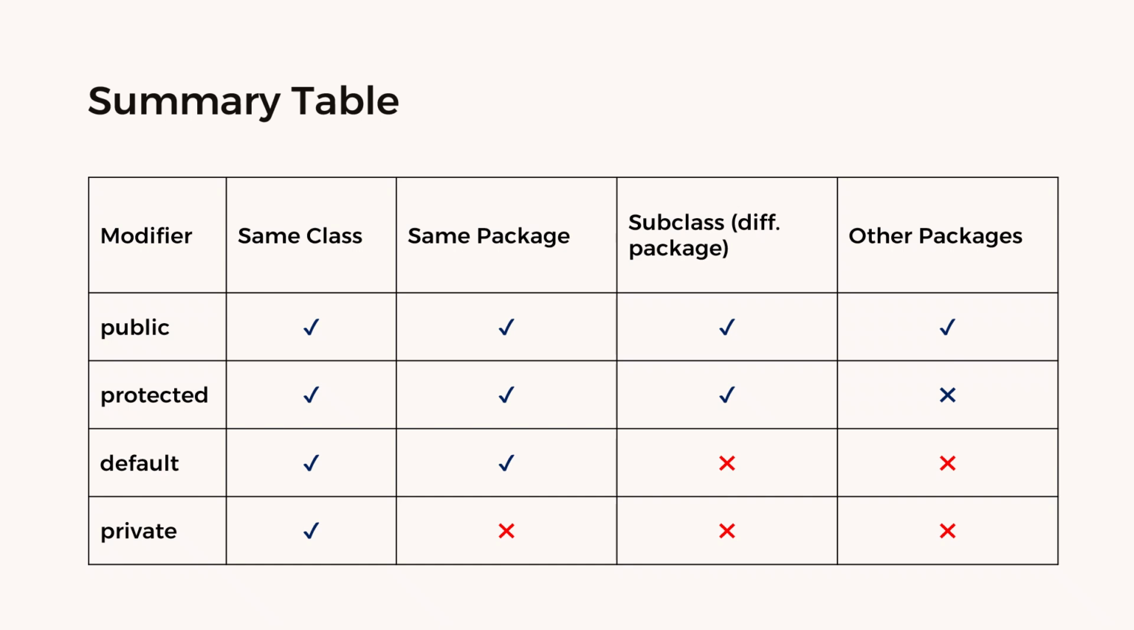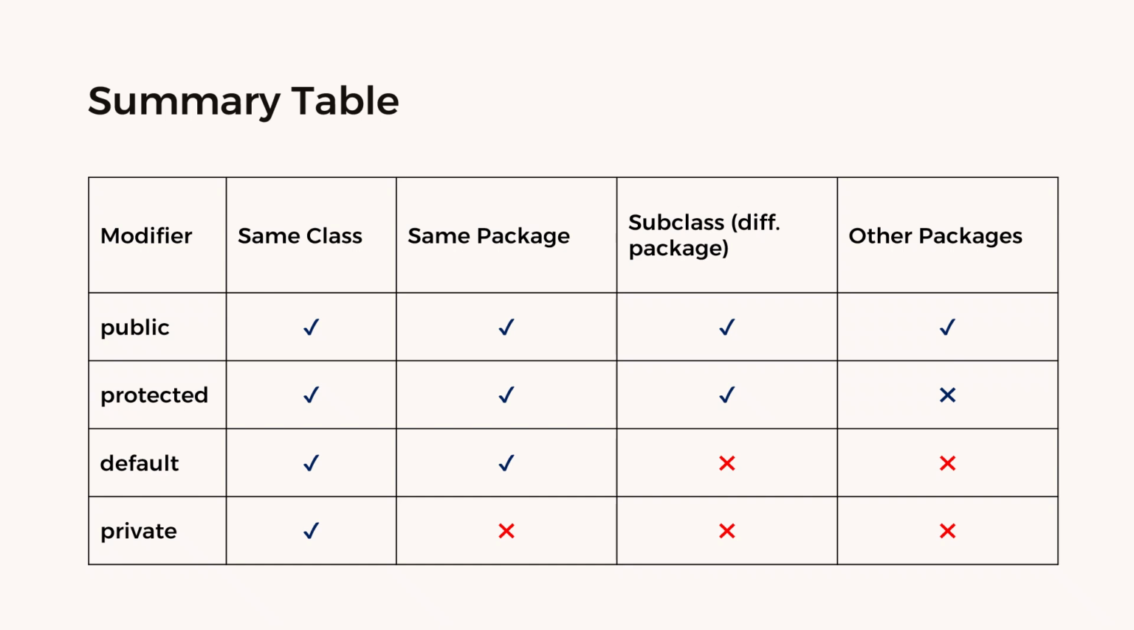This table provides a clear summary of rules we have just discussed. Public. As you can see, the public modifier has checkmarks all the way across. It's accessible from the same class, same package, a subclass in a different package, and any other package. Protected. Protected is accessible in the same class, same package, and in subclasses in different packages, but not from unrelated classes in other packages.